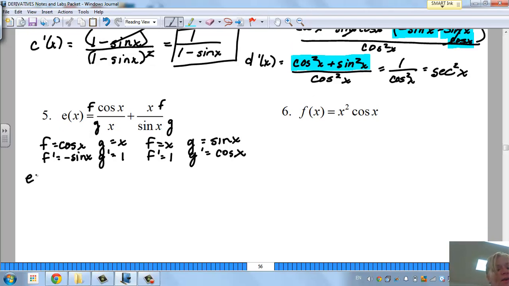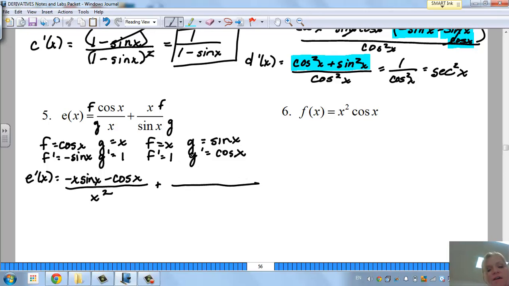So e prime of x is going to equal f prime g, so I have a negative x sine x, I just put it in the front, minus fg prime, so we're going to have a minus cosine x, all over g squared. That's our first derivative. Plus f prime g, so I have a sine x, minus fg prime, x cosine x, all over g squared.